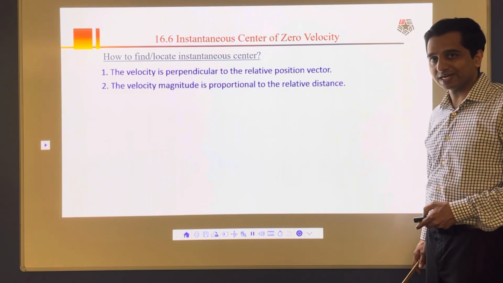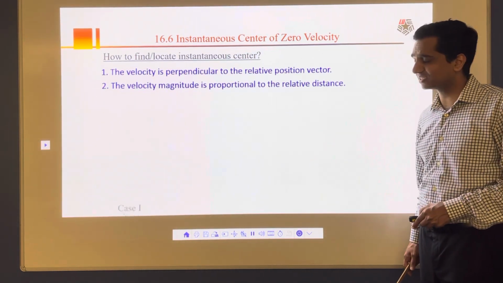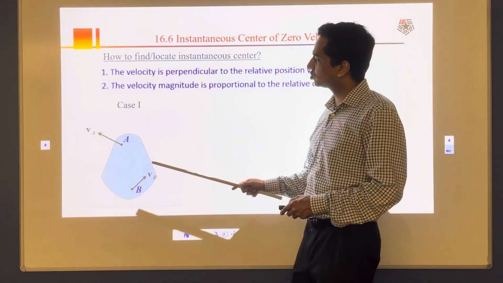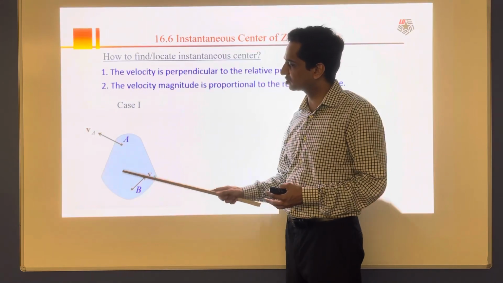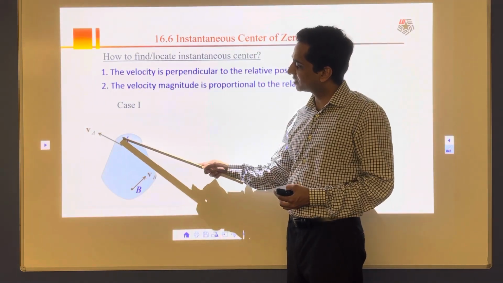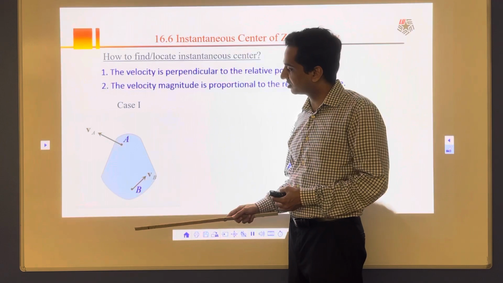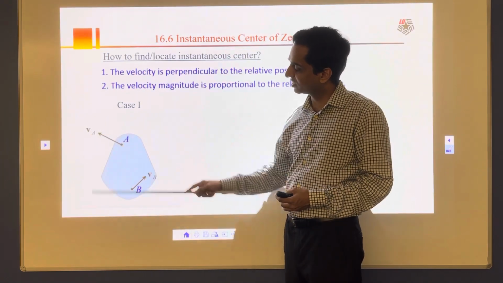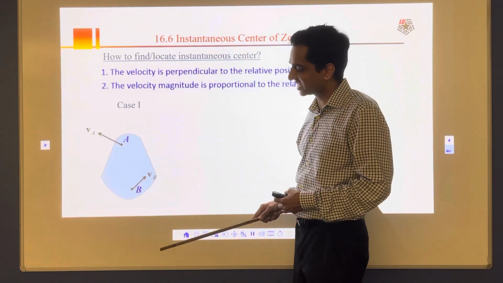So how do we do that? First of all, we have to locate the instantaneous center of zero velocity. So let's assume that there are three cases. The first one is common. Let's assume that there is a rigid body going through some rotation. This point A is moving in this direction, this point B is moving in this direction.